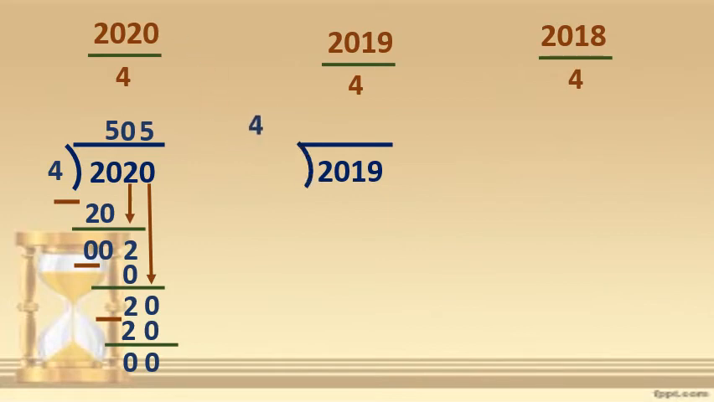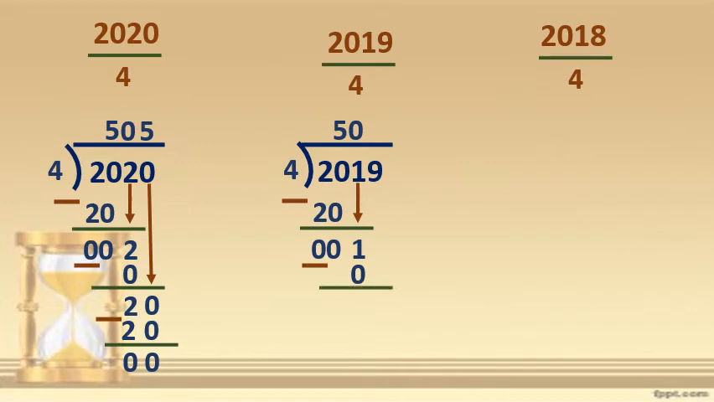2019 divided by 4. I will take a little faster, okay? 4 5s are 20, isn't it? 0, 0. I will take this 1 down, not going. I will take this 0, okay? Now 1 minus 0 is 1. Then I will take 9 down, it is 19. Then 4 4s are 16, isn't it? So 4 4s are 16.